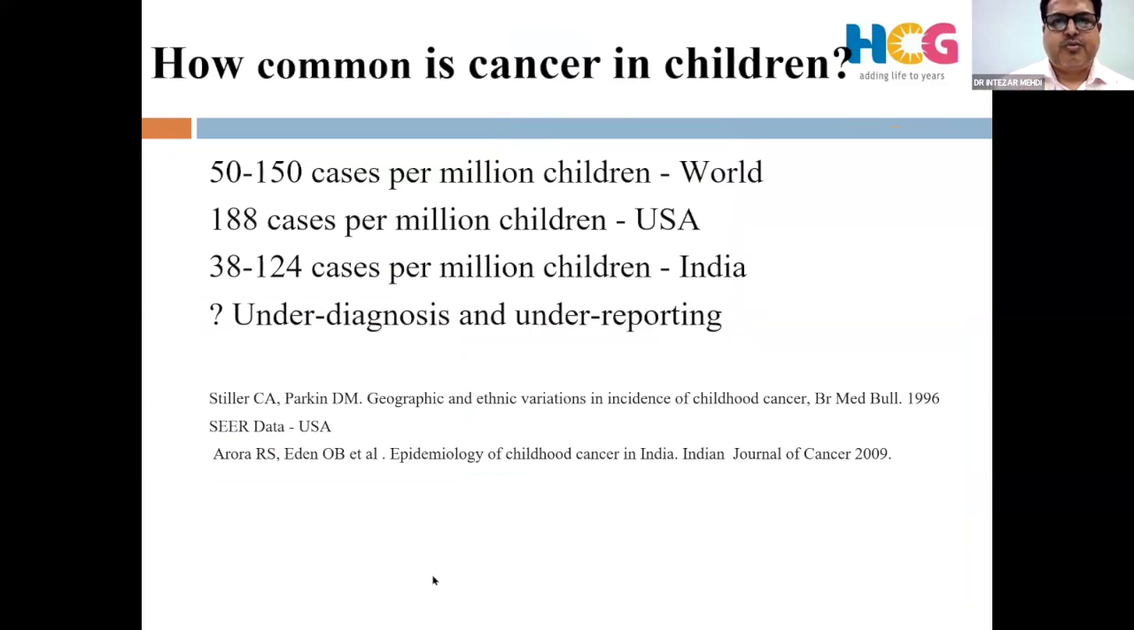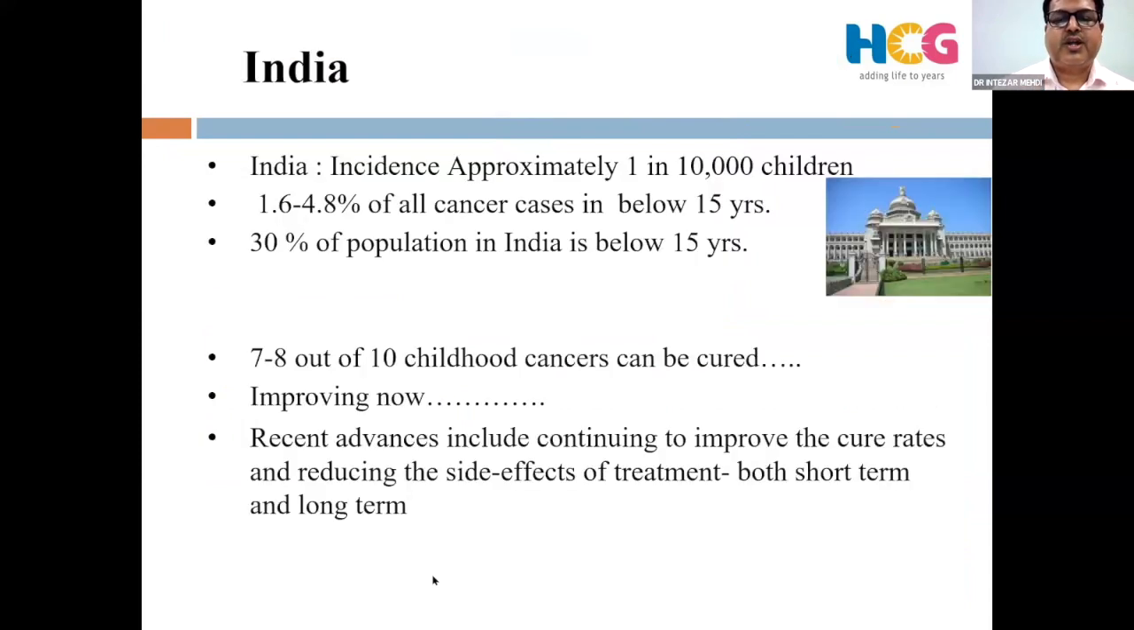Now, the first thing which comes to our mind is how common is cancer in children. And fortunately for us, it's not that common. It's about 38 to 124 cases per million children in India. Are we lower than the world or the US? Probably not, but this is probably due to underdiagnosis and underreporting. To make it simpler, the incidence in our country is about 1 in 10,000 children.